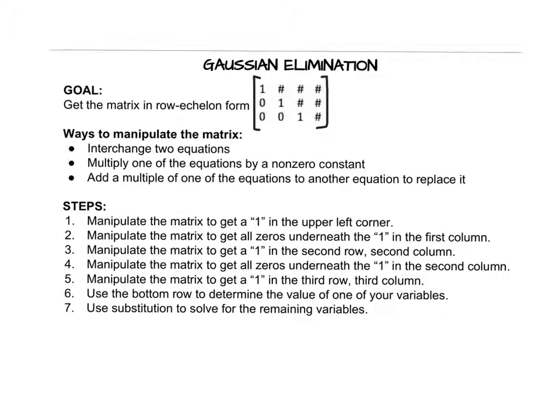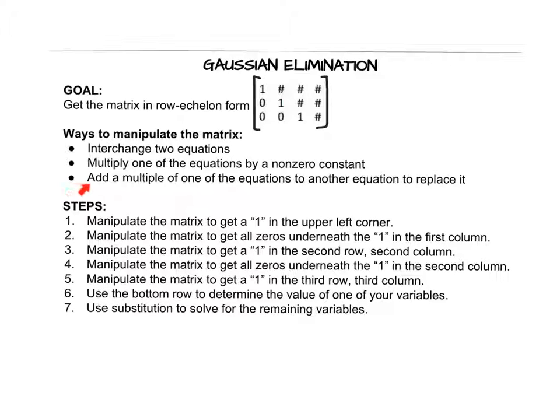So Gaussian elimination is where we eliminate the variables or a couple of the variables by manipulating the matrix. And so here are ways that we can manipulate the matrix. We can interchange two equations. So in other words, if I wanted to, I can flip-flop two of the rows. So I could switch the first and the third row, the first and the second, or the second and third. I can interchange those. Okay, I could multiply one of the equations by a non-zero constant. So in other words, distribute into one of the rows a number that's not zero.